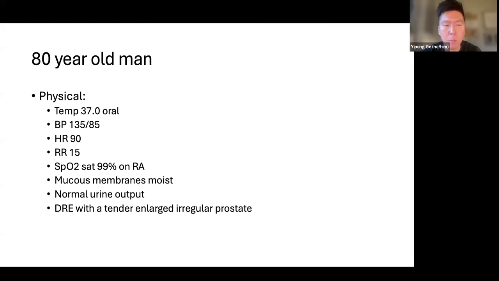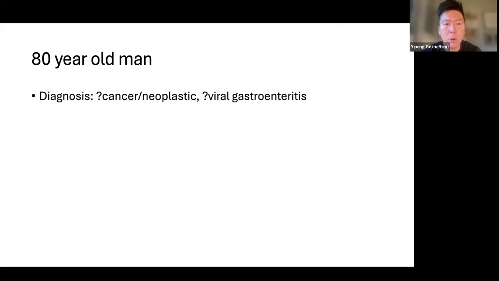But just the overall picture, you are quite worried probably about something more systemic, something more neoplastic, or like a cancer going on. And so that's what we should be worrying about. But certainly a more acute viral gastroenteritis picture might still be part of the overall picture because of how suddenly the symptoms came on.